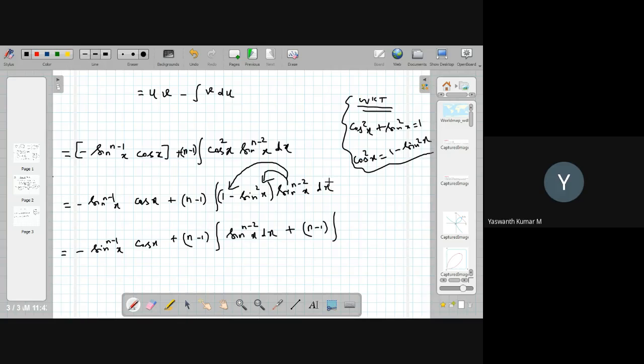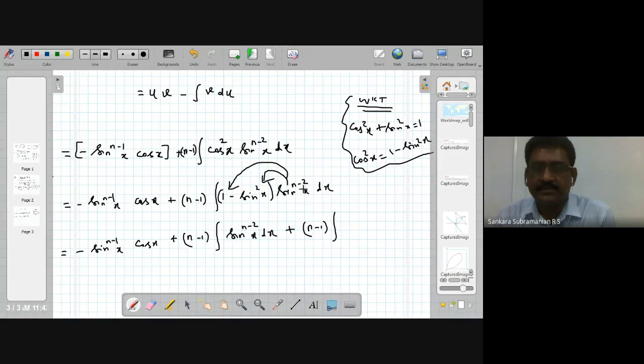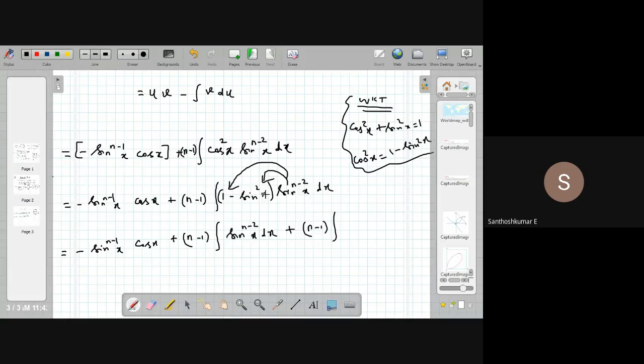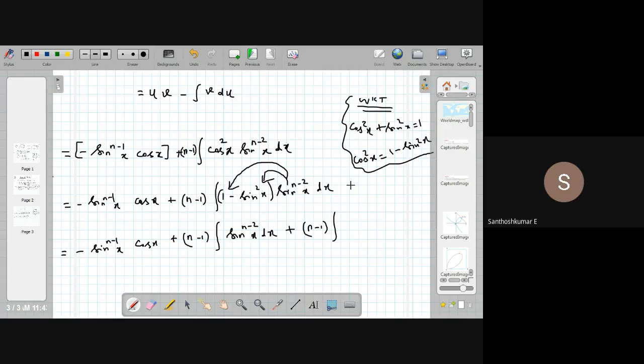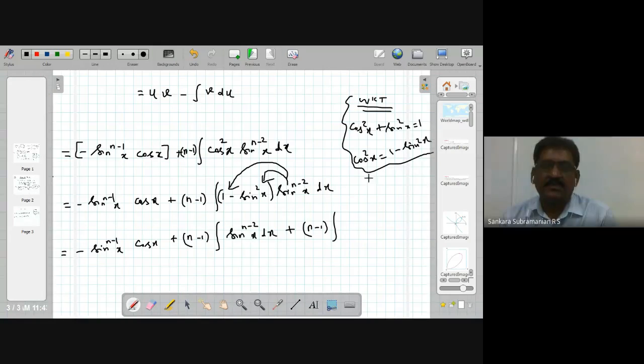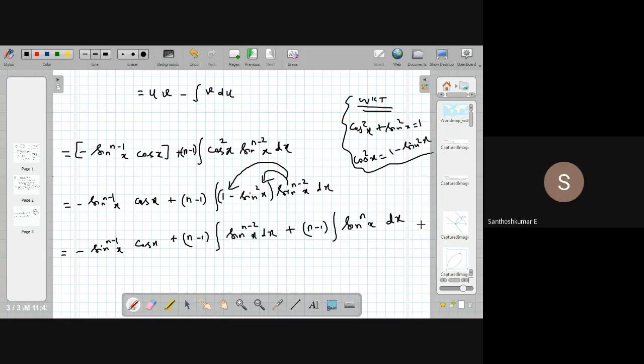Sin square x, so we add the powers: n minus 2 plus 2. This is power 2, this is power n minus 2. The minus 2 plus 2 cancels, so you get sin power n x. Where is the other minus?